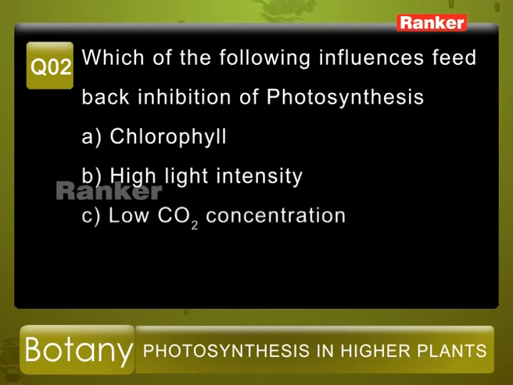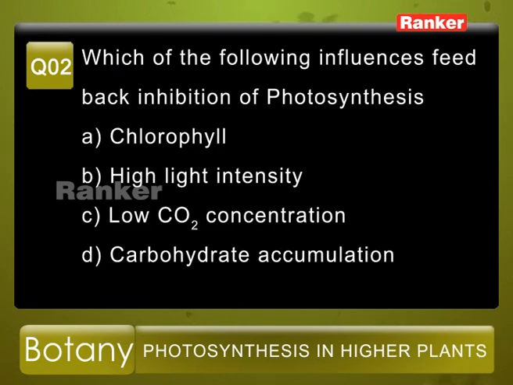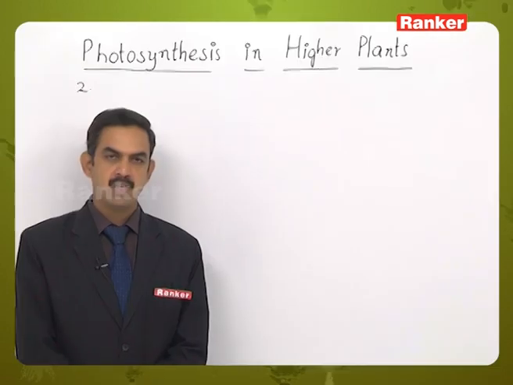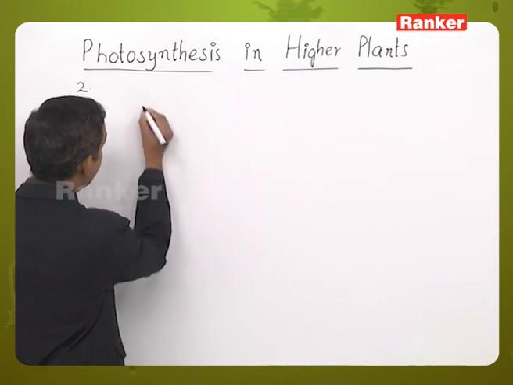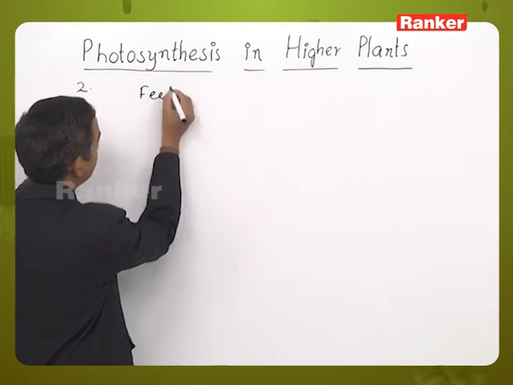Question number 2. Which of the following influences feedback inhibition of photosynthesis? The given options are A. Chlorophyll, B. High light intensity, C. Low carbon dioxide concentration, D. Carbohydrate accumulation. So this question is related to the feedback inhibition.